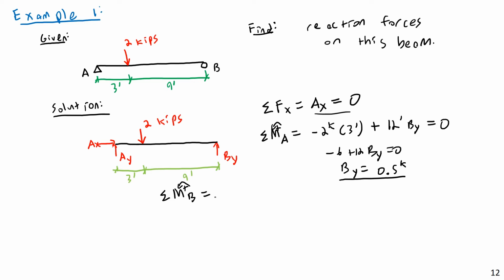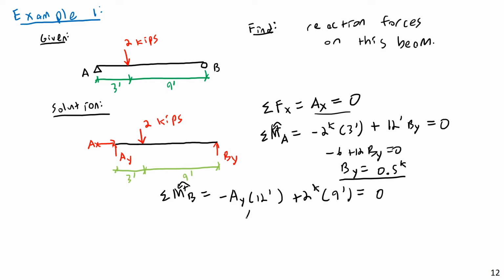And let's see here. Summation of moments about point B. Now, AX and BY, neither of them will generate any moment about point B. And let's say AY. AY is going to be a negative moment about point B, so negative AY times 12 feet, moment arm length of 12 feet, then plus 2 kips, this is going to be a positive moment about point B because it's counterclockwise, plus 2 kips times 9 feet, and this is then equal to 0 because this is statics class, and it's going to be in static equilibrium.